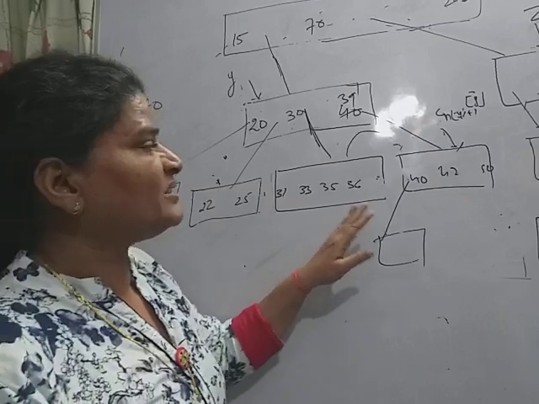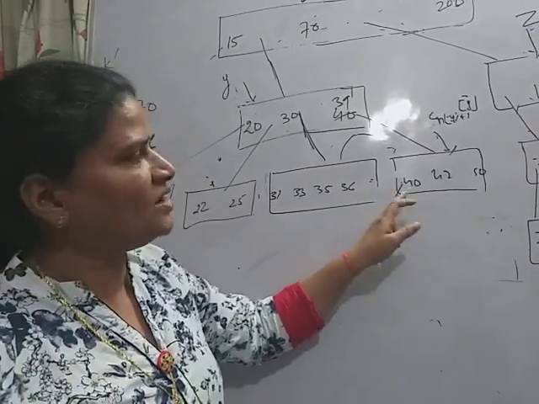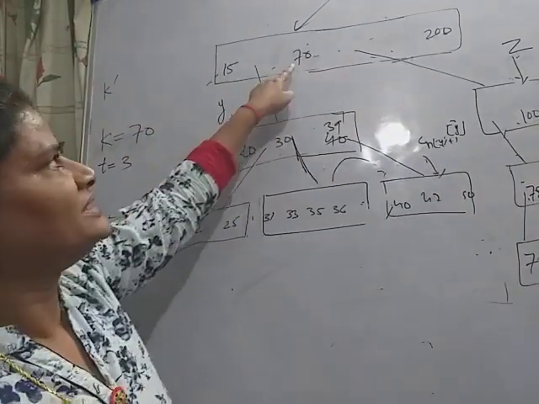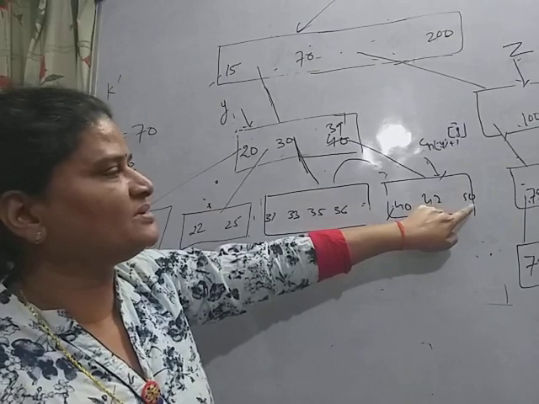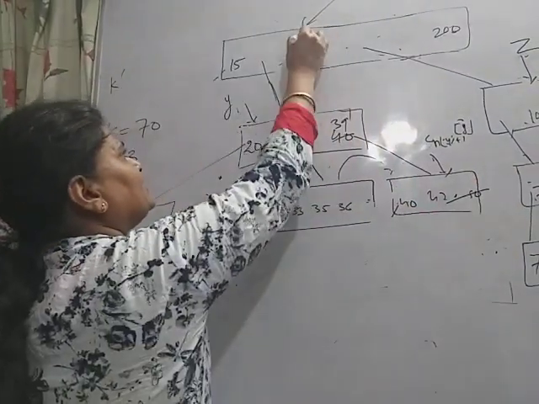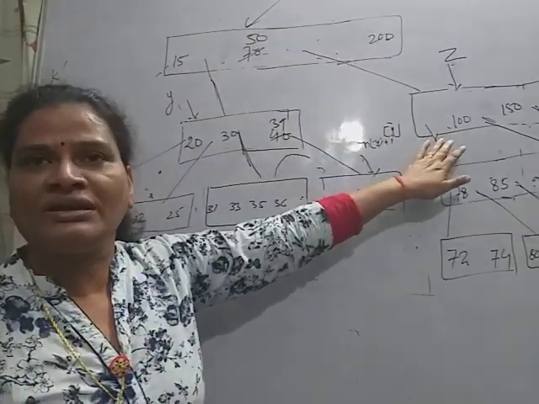If this is a leaf, then there is no child pointer, and now safely we can remove 50. The k dash, 50, is replaced with 70, and 50 will be deleted. The same we follow for this case.